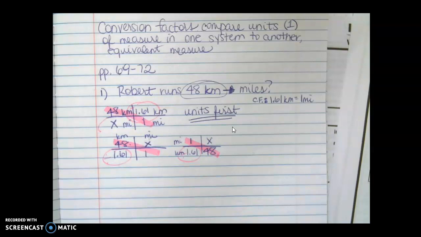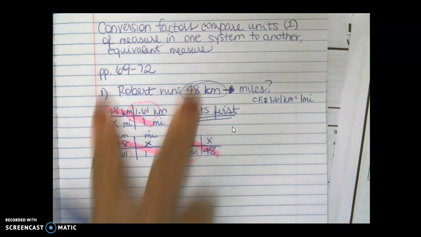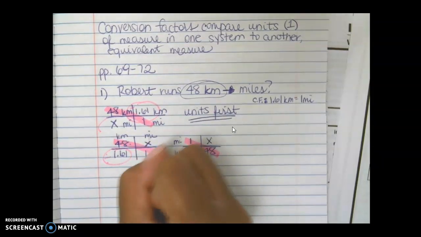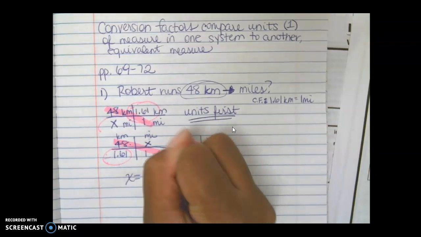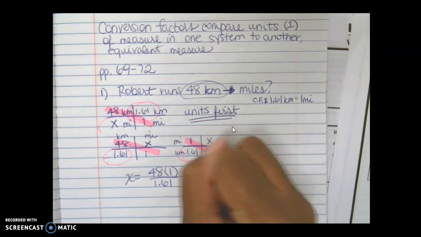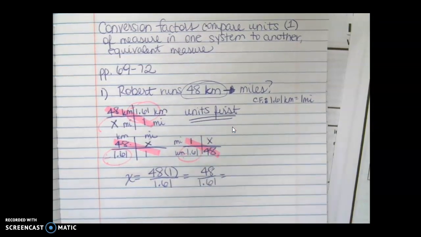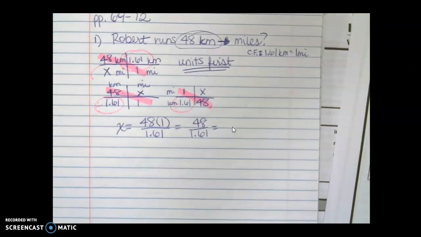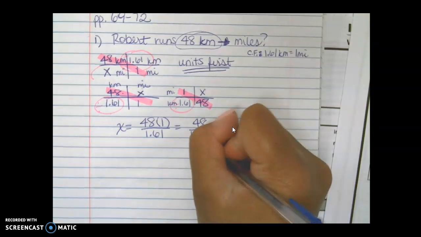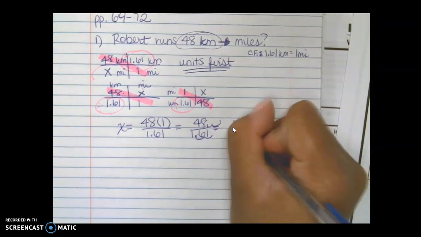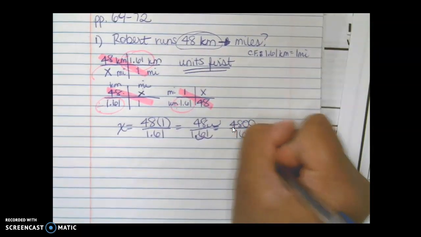So x equals, you don't have to write it 3 ways. I'm just showing you that there are 4 different ways, and these are 3 of them. X equals 48 times 1 divided by 1.61, which equals 48 divided by 1.61. I can't have the decimal in the denominator, so what must I do? Move it 2 times to the right, and whatever I do to the bottom, I do to the top. I now have a new problem that is 4,800 divided by 161.